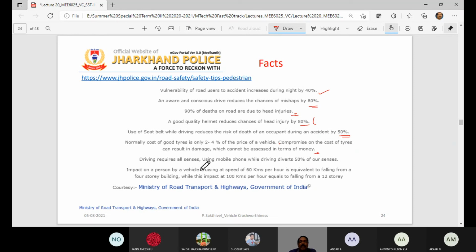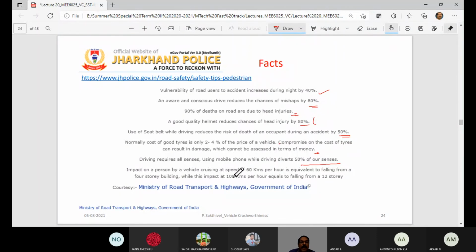So driving requires all senses. Using mobile phones while driving diverts 50% of the senses. So we are very consciously doing it. Suddenly you get a call and you have to attend the mobile. Then you see 50% of our concentration goes in that. There are vehicles like that, so just to get a call, you don't require to take your mobile and keep it on your ear. Just by pressing a button on your steering, you are able to talk and go. But still, it is to be avoided.